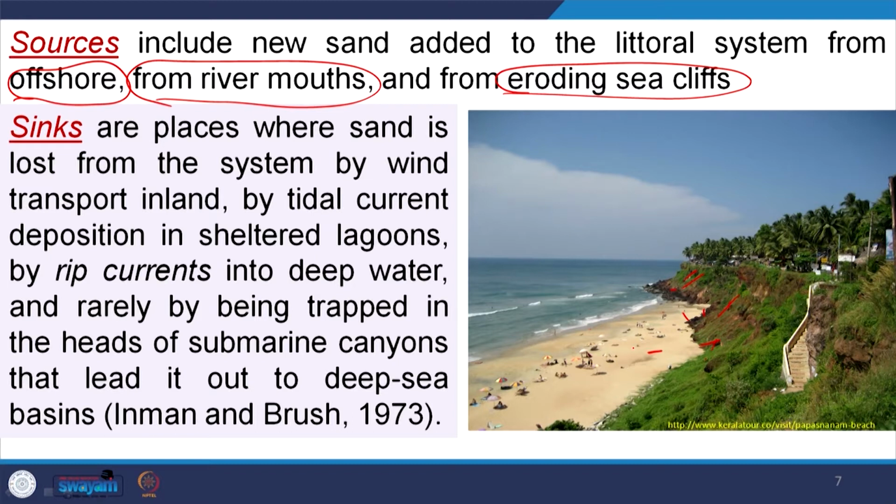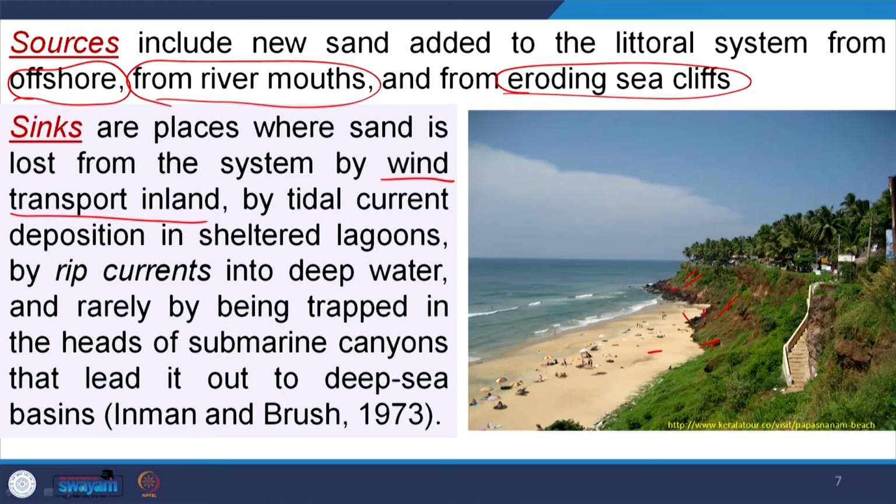Similarly, sinks are those places where sand will be removed from the system. Sinks are places where sand is lost from the system by wind transport inland. So, wind transportation is another factor. During wind transportation, sand will be removed from the system. Then there is tidal current deposition in sheltered lagoons. Once there is tide, the tidal current will remove sand from here and deposit it in the lagoons. Then by reef currents into deep water: when the current is moving down, the sand will be removed from the system into the deep water.